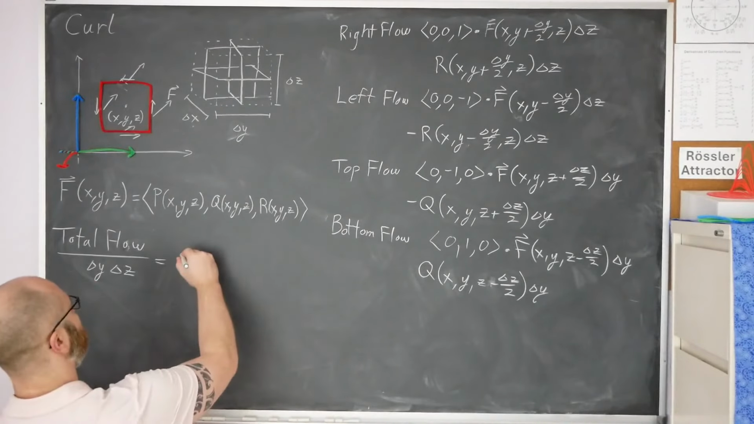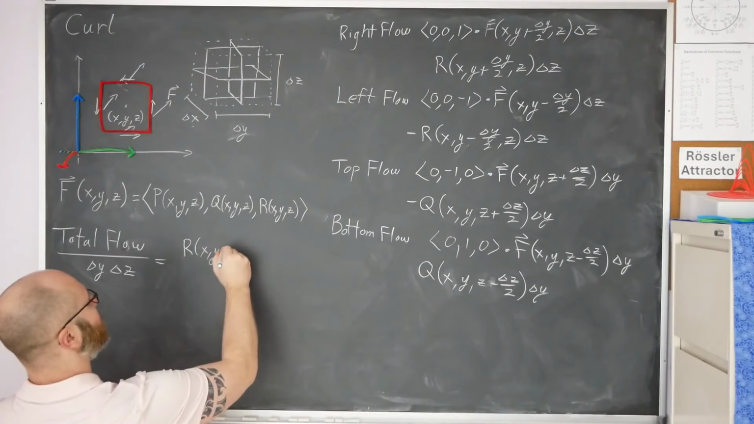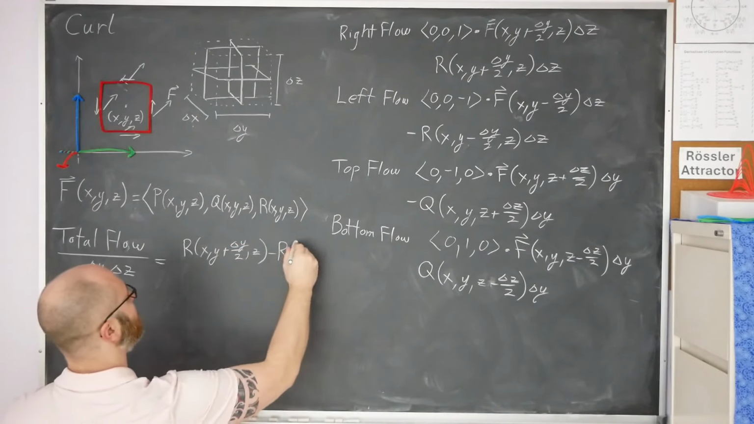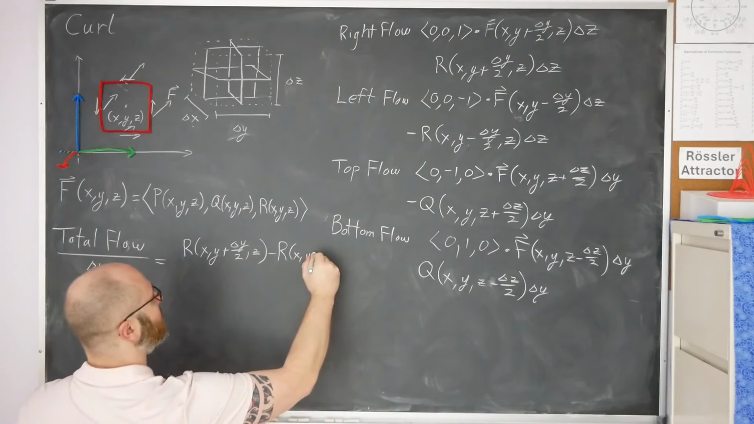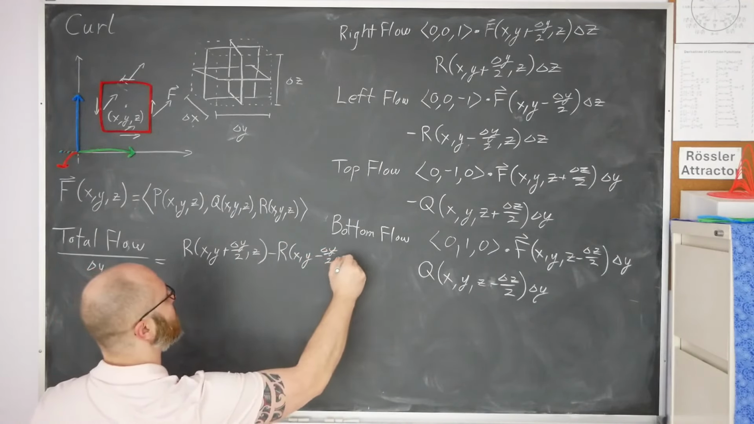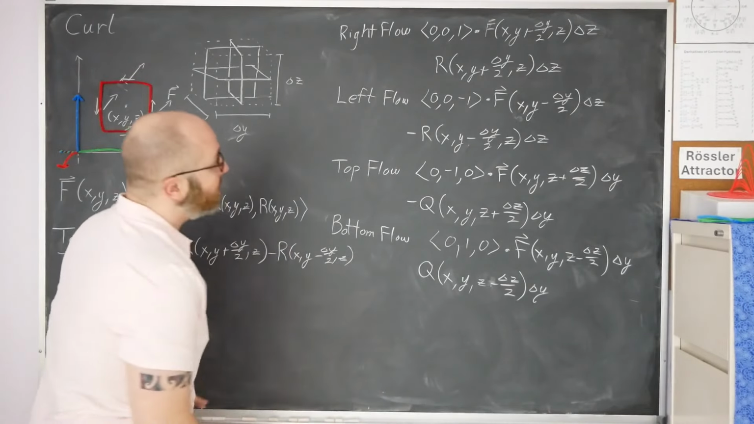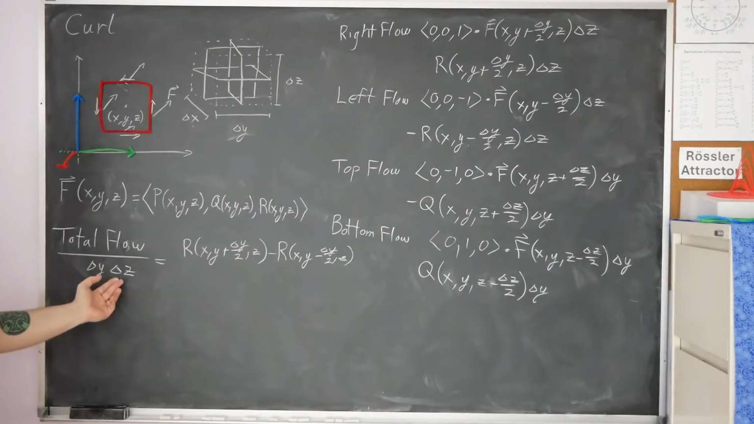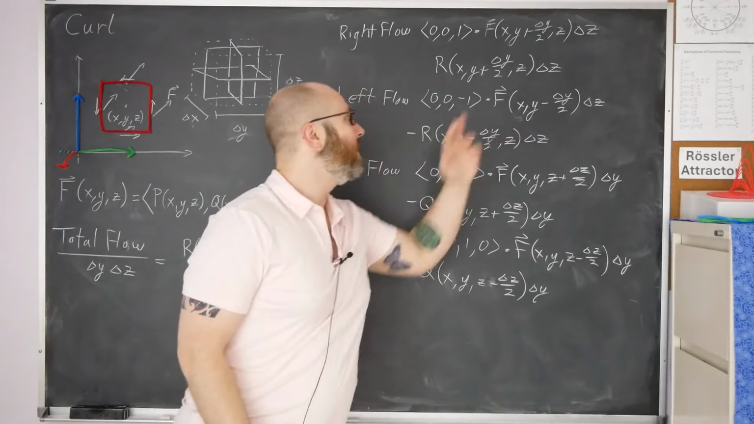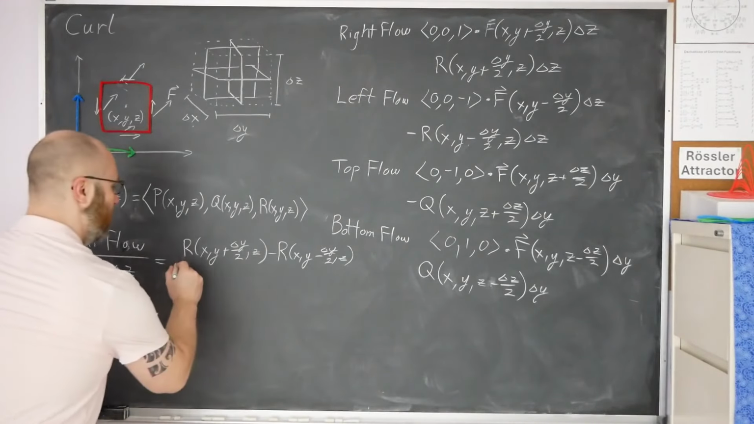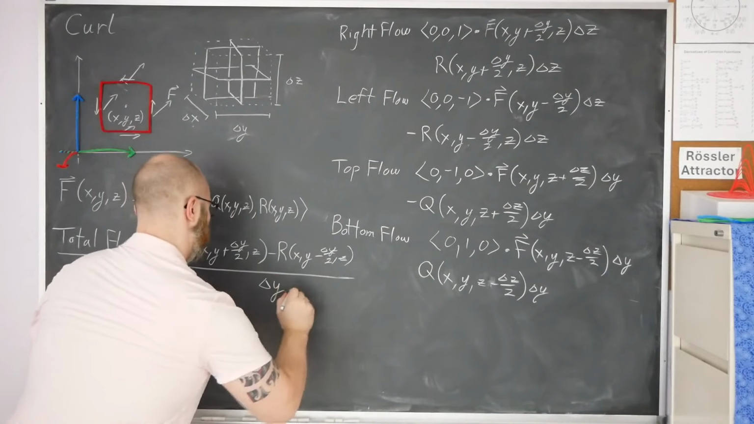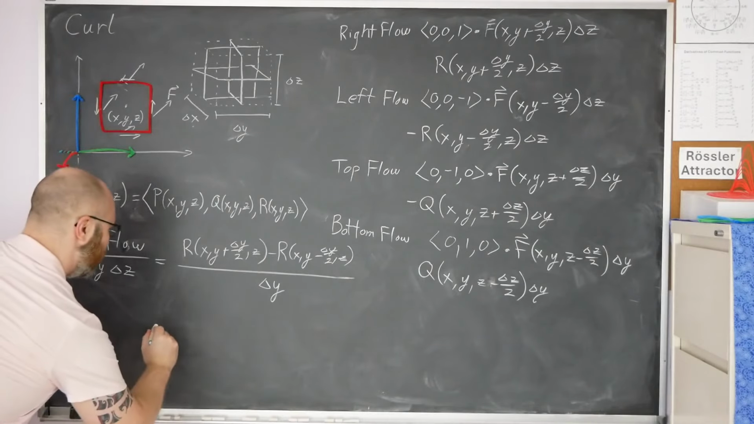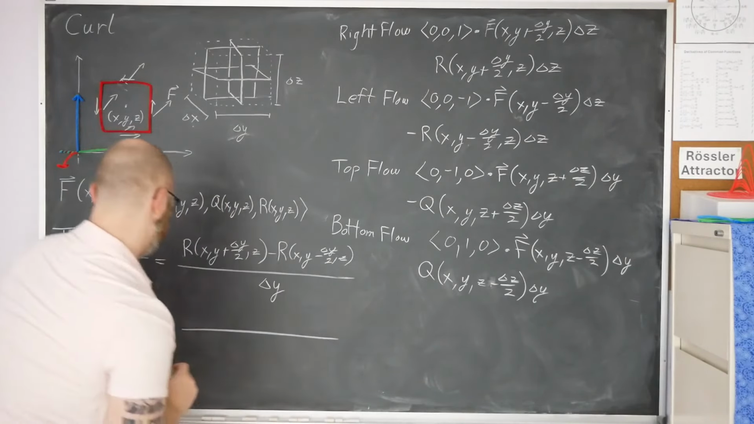So what do we got here? R of x, comma y plus delta y over 2, comma z minus R of x, comma y minus delta y over 2, comma z. Okay, but then I have both of those multiplied by delta z. Then I'm dividing everything by delta y, delta z. So this delta z and these delta z's cancel, and I end up with just a fraction with delta y on the bottom. Starting to look like the derivatives again. All right. Then I'm going to have a minus. I want to flip the signs of some stuff. So minus, fraction.